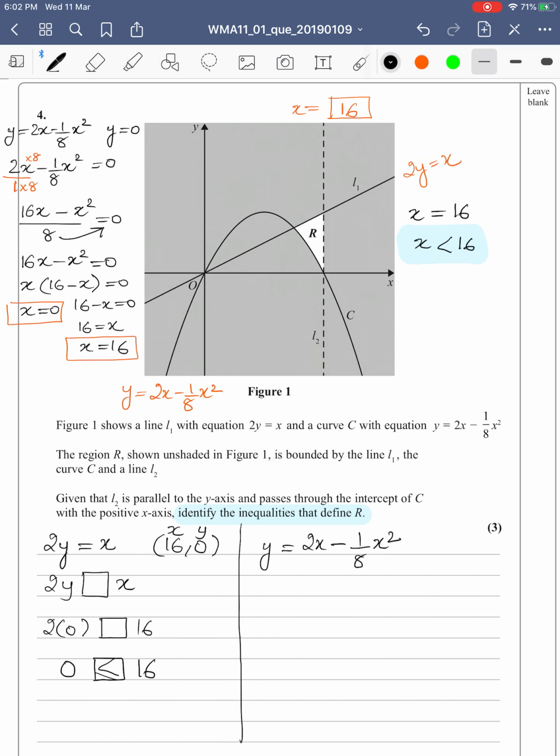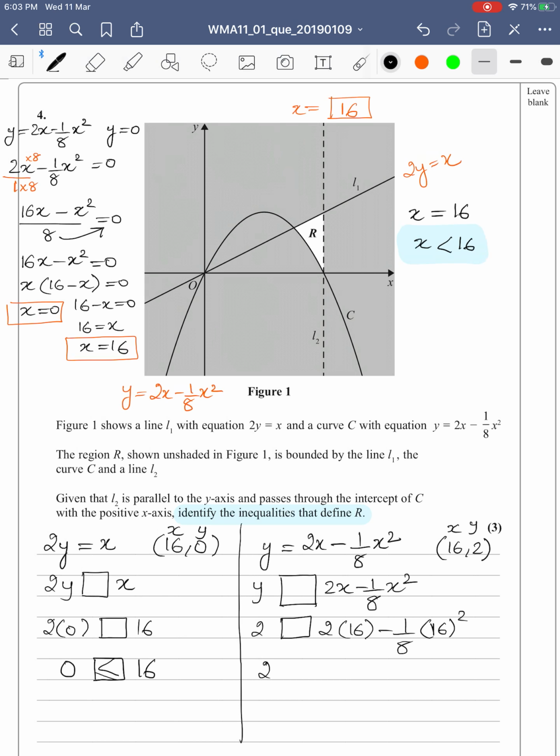Alright, and we'll plug it in to find the direction of the inequality. So the point that I have chosen, the test point, is 16, 2. So the x coordinate will be replaced by 16 and the y coordinate will be replaced by 2. Now I will rewrite this. I need to establish the direction of the inequality. y versus 2x minus 1 upon 8 x squared. Alright, now I plug in the values. So for y I plug in 2, for x I plug in 16, and here again for x I plug in 16.